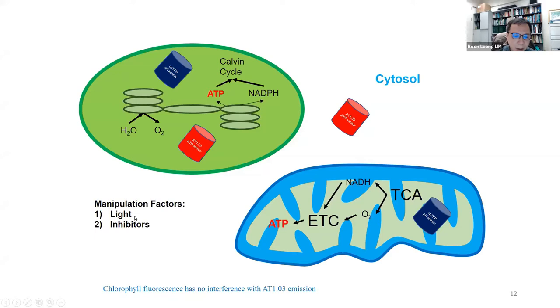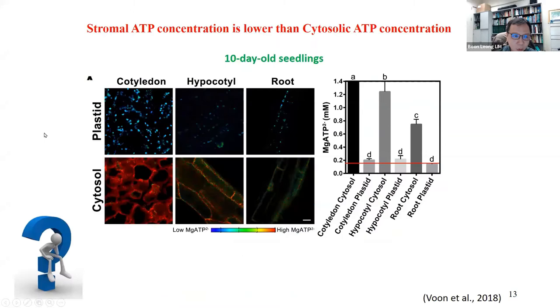First, we compare the ATP concentration in plastid and cytosol. This is in 10-day-old seedlings, and we look at cotyledon, hypocotyl, and root. We can see that the plastid in these three tissues has much lower ATP concentration than the cytosol. The red means high ATP concentration, the blue means low concentration. In the cotyledon, the cytosol has an ATP concentration higher than the maximum detection range of the sensor, which is 1.4 millimolar. In the hypocotyl, it falls within the range, and in the root, it's lower. But in the plastid, the concentration was very low.